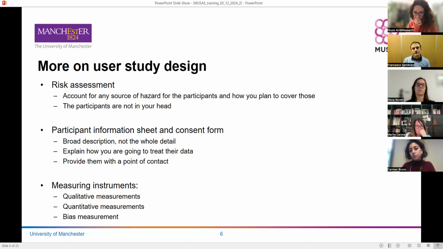Then another document is, there's two of them, the participant information sheet and the consent form. The participant information sheet is a document that you give to people who are interested in doing your experiment. So they should read this prior to turning up to your experiment, and it has to be a very broad description, very generic. It doesn't have to be as detailed as the experiment protocol.